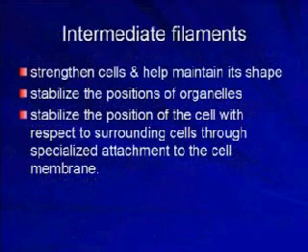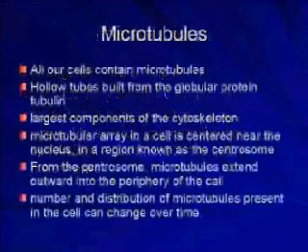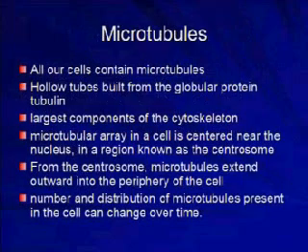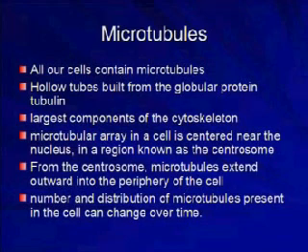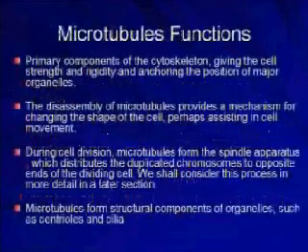Intermediate filaments strengthen the cells and help maintain their shape, stabilize the position of organelles, and stabilize the position of the cells with respect to surrounding cells through specialized attachments to the cell membrane. Microtubules. All our cells contain microtubules, hollow tubes built from the globular protein tubulin. Largest component of the cytoskeleton, the microtubule array in a cell is centered near the nucleus in a region known as the centrosome. From the centrosome, microtubules extend outward into the periphery of the cell. Number and distribution of microtubules present in the cell can change over time.